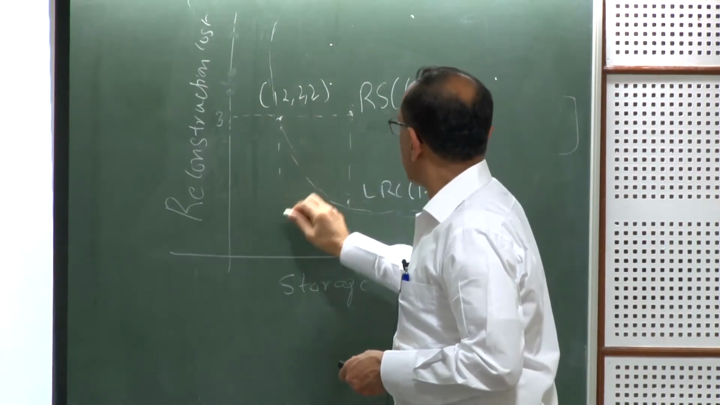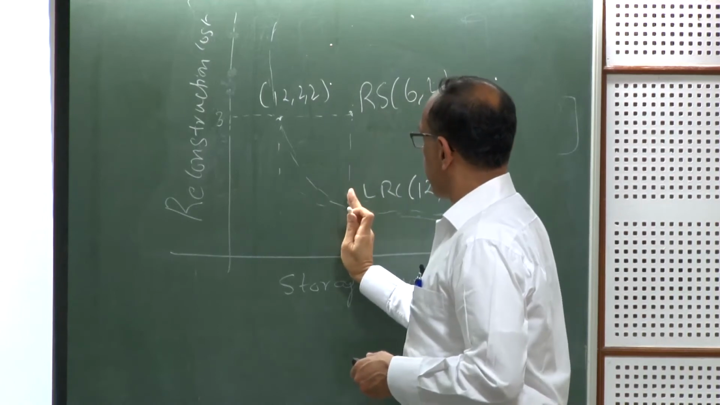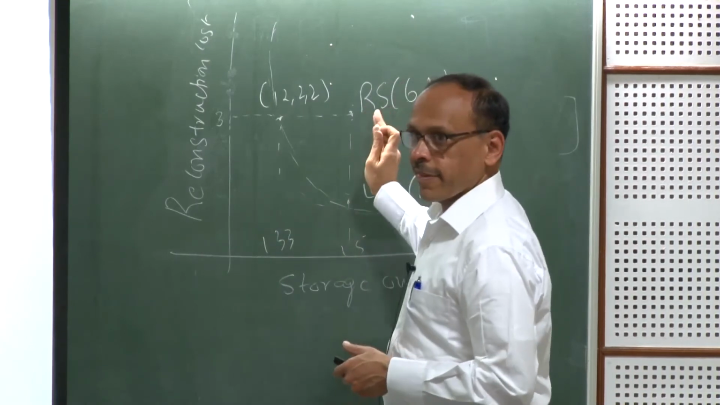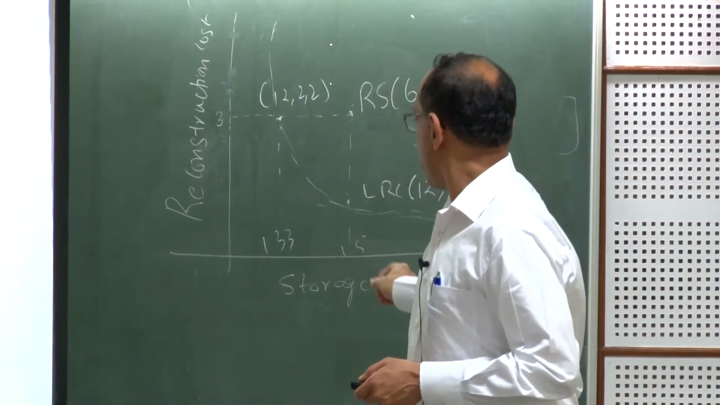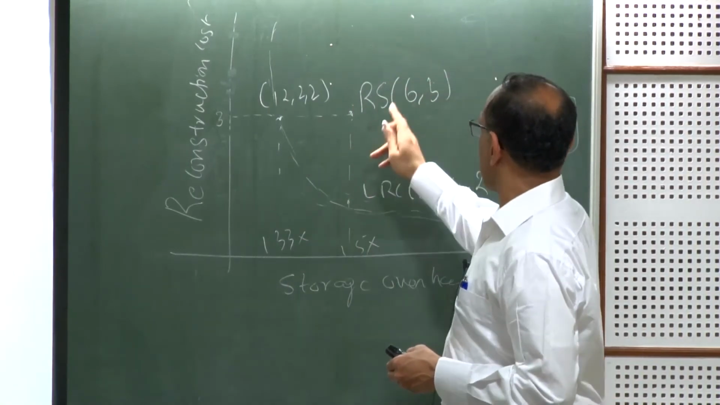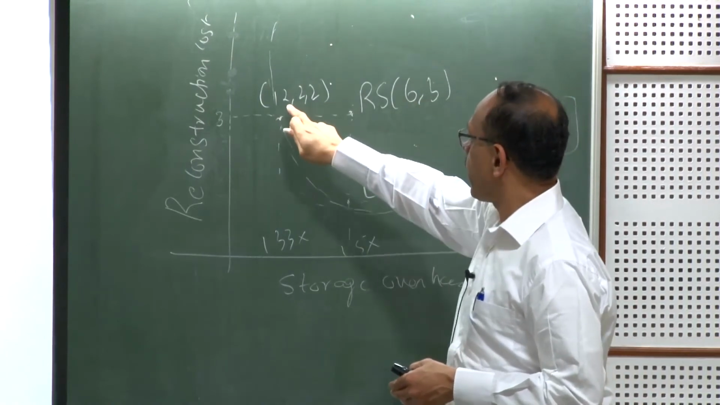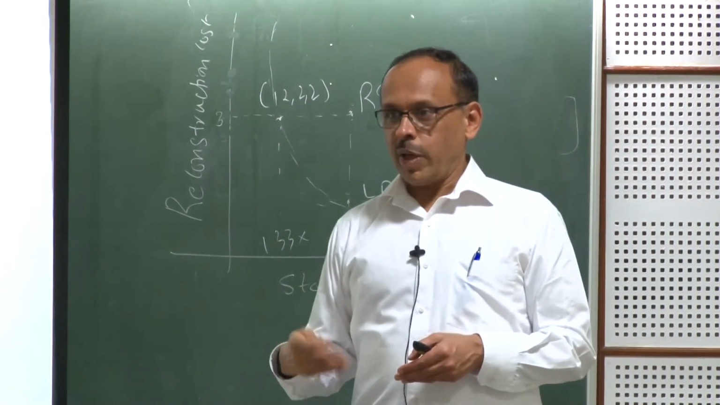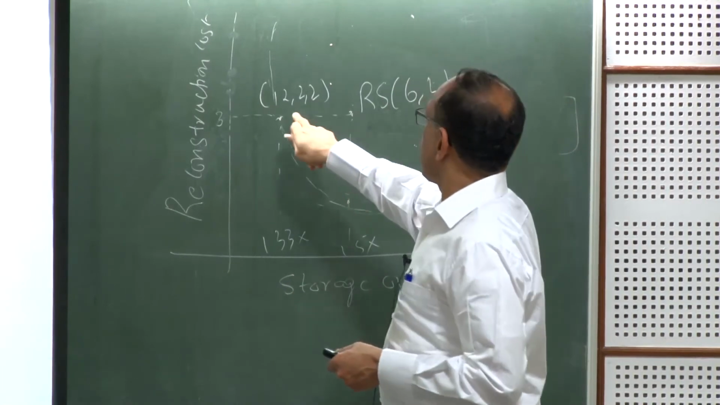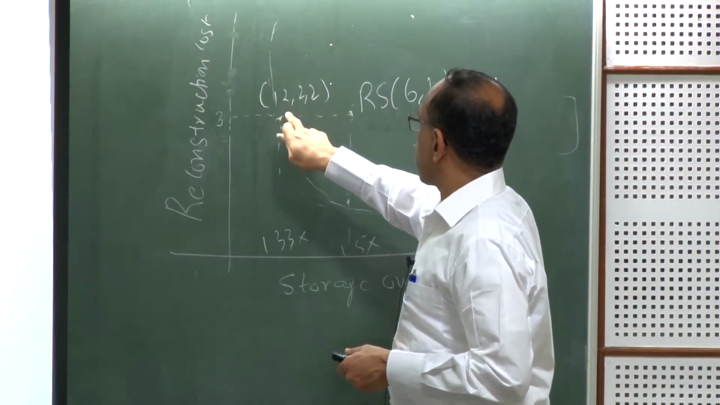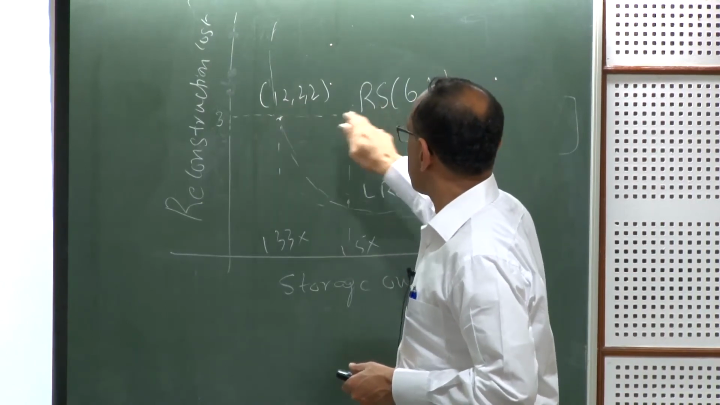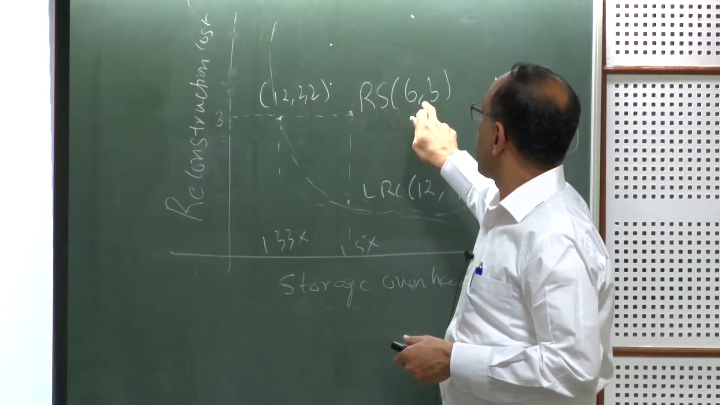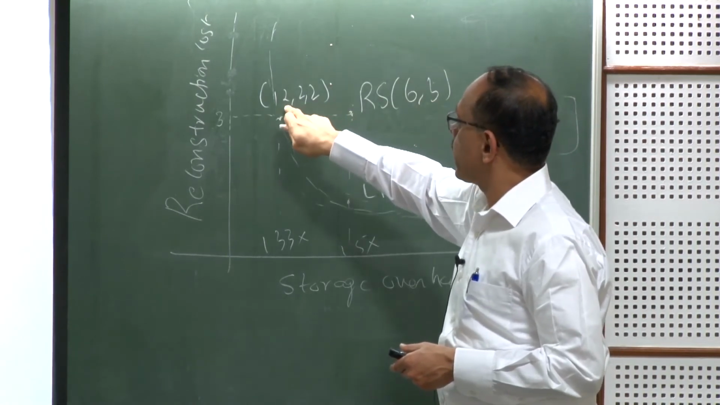What is the storage for this? This is 1.33x, and this one is 1.5x because of the size. You can see that with 6,3 you are adding 50% more, while here, with 12, you are only adding 4, so it's only one third more. But to repair here, in fact, the cost of these is the same, because you contact 6 nodes. For example, here, how many nodes will be there in each group?